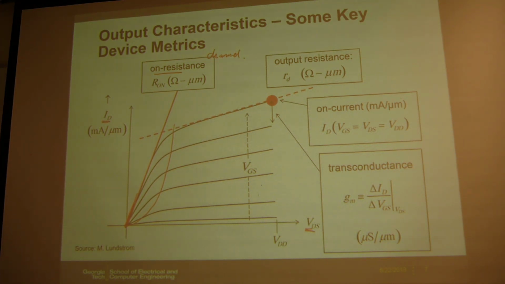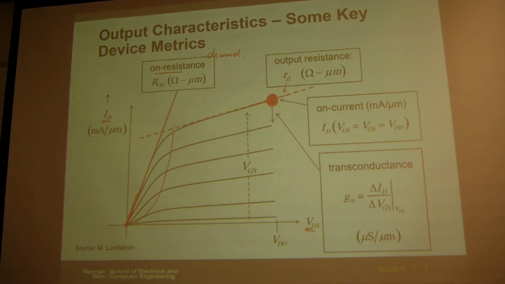And then this is another slope. If you bias your transistor here, and then take the slope in the saturation region, you will get another slope. So this is called the output resistance. My question is, what's the difference between this output resistance and on resistance? Any idea?